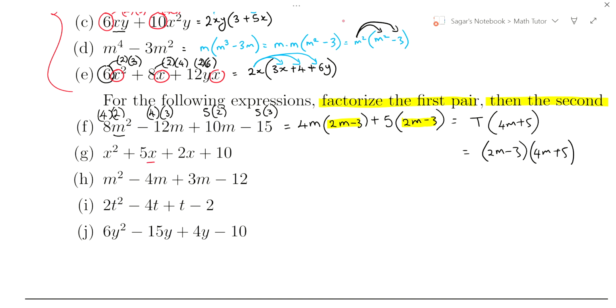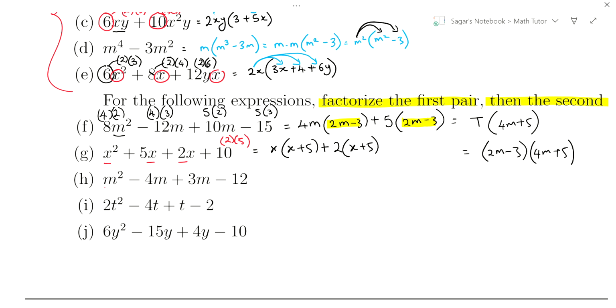Here I see x is going to be common. In the next pair, 2 is going to be common. 10 can be split into 2 and 5. Let's factor. X, open brackets, x plus 5, plus 2, open brackets, x plus 5. And I can see the common factor is x plus 5. I pull out the x plus 5 and I'm left with x plus 2. Next question.